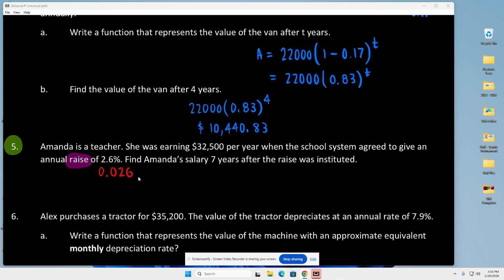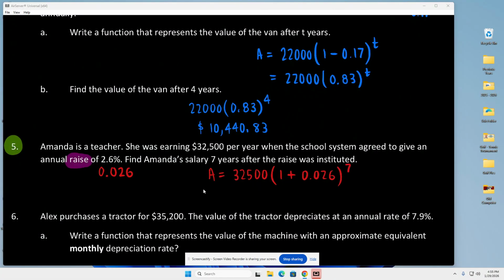2.6%. Again, I go ahead and take the time to change it. So I take that decimal that's right here where my cursor is, and it goes 1, 2 to the left. So 0.026. And it wants me to find Amanda's salary 7 years after the raise was instituted. So to find that amount, we're going to take the original amount, $32,500, which I need to update. That is not quite what beginning teachers make now. But anyhow, $32,500. It's a raise, so we add 0.026. And then we raise that to the t power, which is 7.